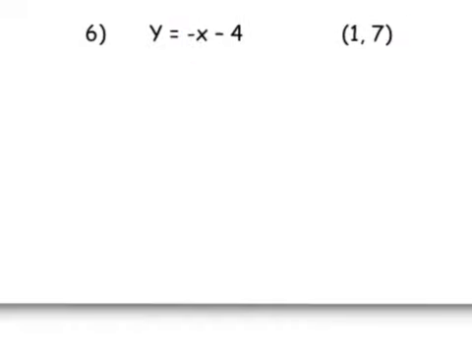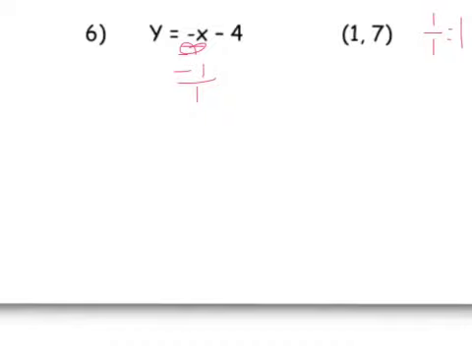Okay, perpendicular again. So the slope here is negative 1, so I can write that as a fraction. So it's negative 1 over 1. If I flip it over, it's still going to be 1 over 1, and now we need to change it to a positive. So it's positive 1 over 1, which is the same thing as 1.